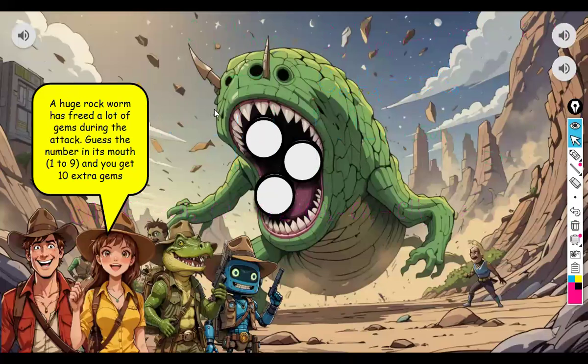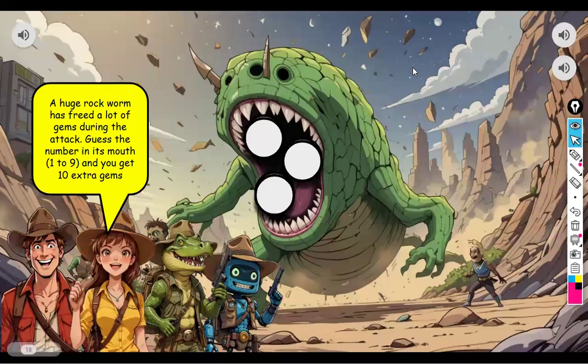All right, and it's a little break. So let's see the rules for this particular slide. A huge rockworm has freed a lot of gems. There are 3 numbers in the monster's mouth here. Choose any number from 1 to 9. 1 and 9 are included. Choose one number, and once your number appears, regardless of your team, you get 10 extra gems. All right? Choose one number between 1 to 9.